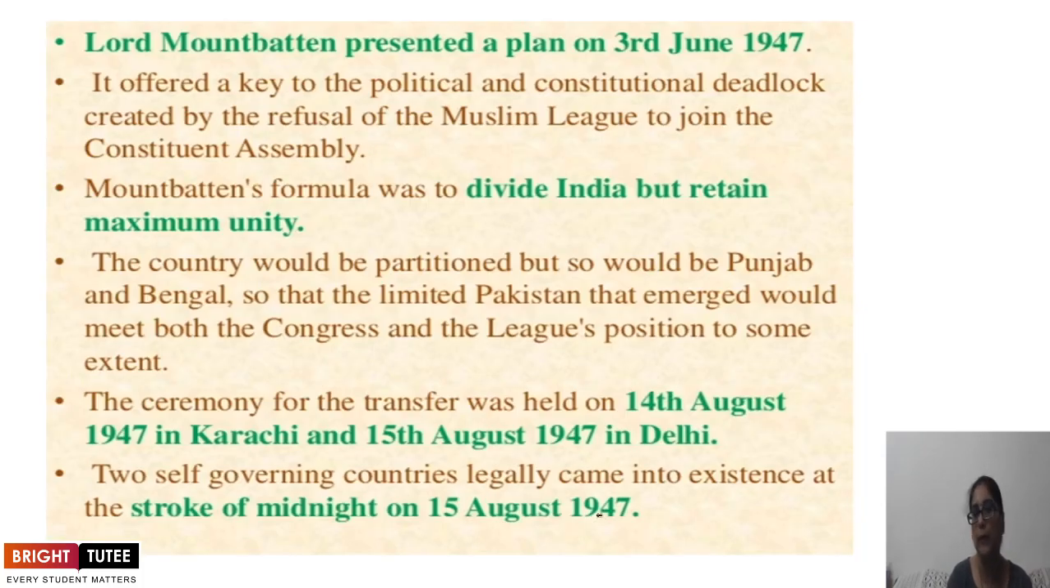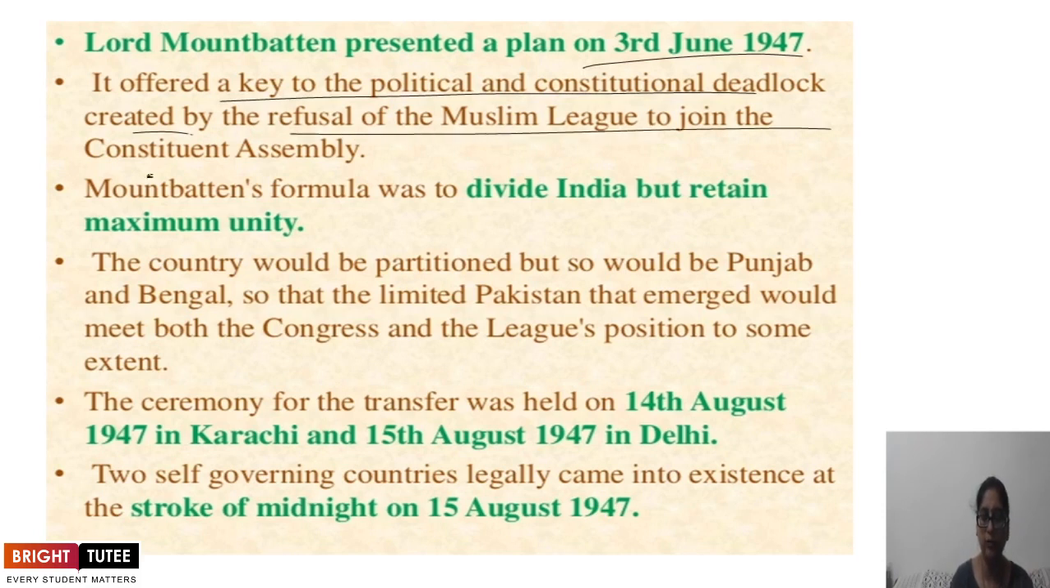So what was his plan? Lord Mountbatten presented a plan on 3rd June 1947 that offered a key to the political and constitutional deadlock created by the refusal of the Muslim League to join the Constituent Assembly. Then Mountbatten's formula was to divide India but retain maximum unity. It was divide and rule exactly. The country would be partitioned, but so would Punjab and Bengal. So the limited Pakistan that emerged would meet both Congress and the League's position to some extent.